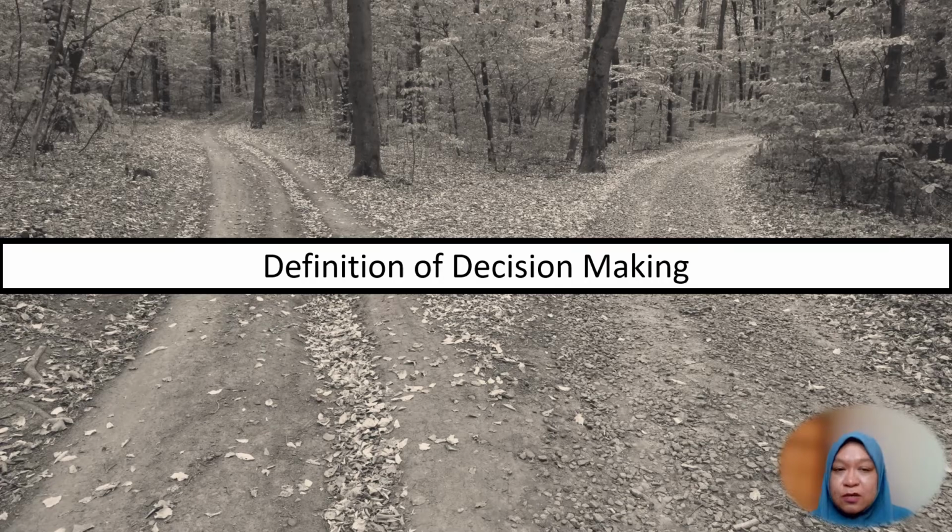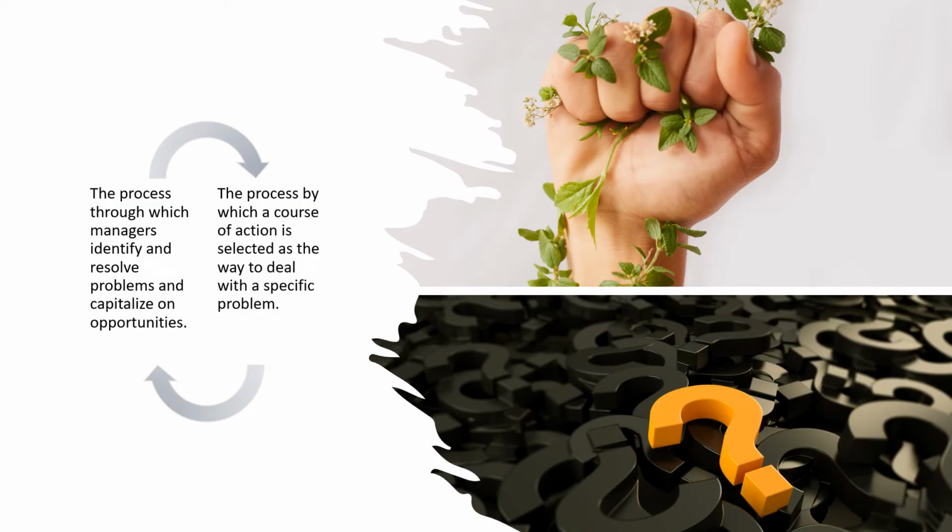First, we need to know the definition of decision making. We can say that decision making is the process through which managers identify and resolve problems and capitalize on opportunities. From here we can see that it's a process. Why do we call it a process? Because it has step-by-step things that we need to do first.